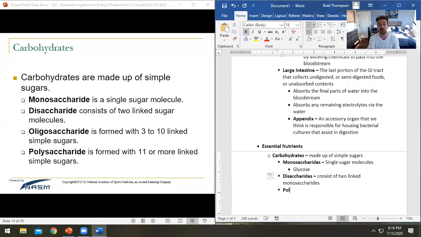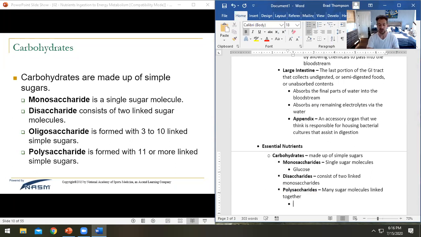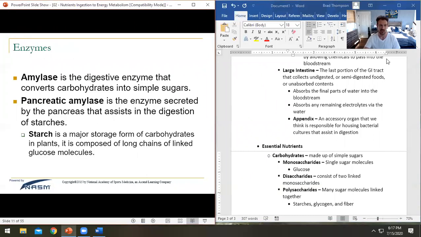So then you've got polysaccharides, which are many sugar molecules linked together. There are a couple of different versions of polysaccharides. These are things like starches, glycogen, and fiber. Fiber is like a super polysaccharide, a super complex one, like we just talked about. So those are those essential nutrients.